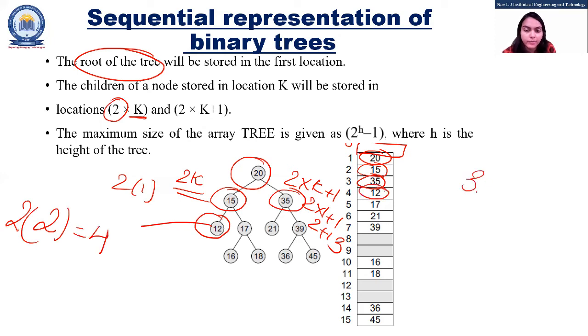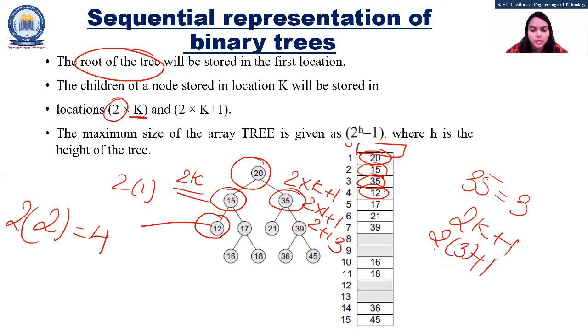Again, 35 is at location 3. So what is 2k plus 1? 2 into 3 plus 1. So it is 6 plus 1, 7. So at the seventh location, 39 is stored. If you can see, at the seventh location, 39 is stored.